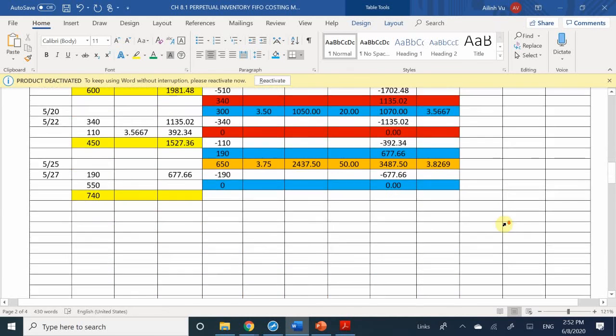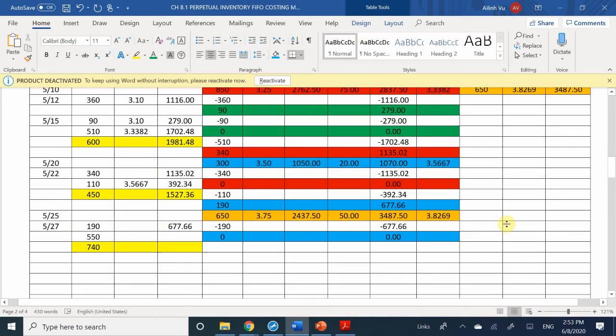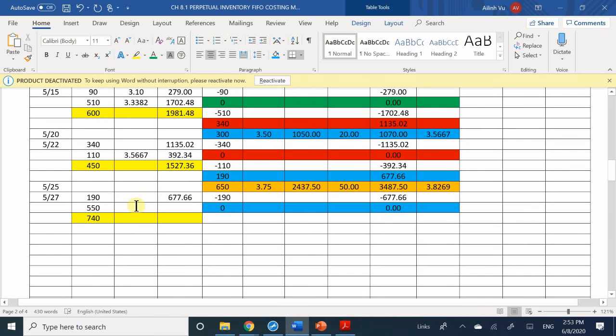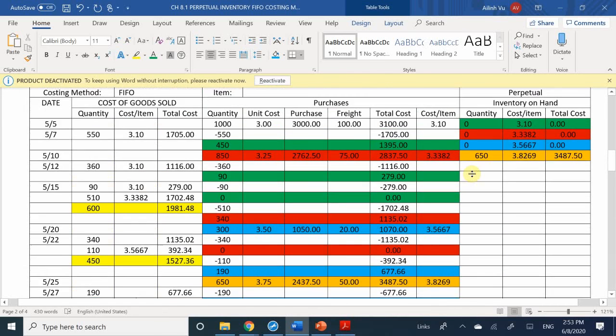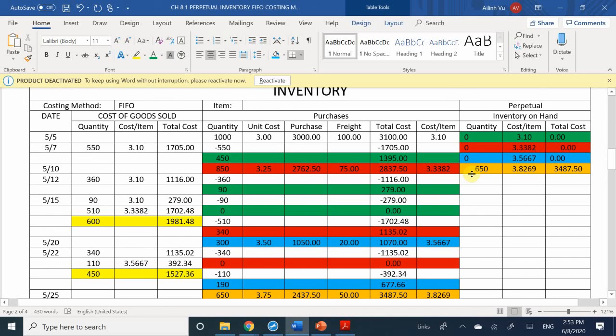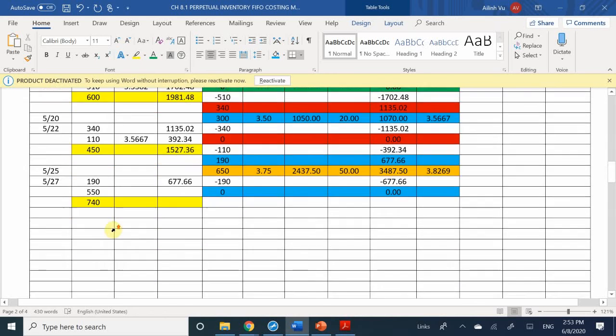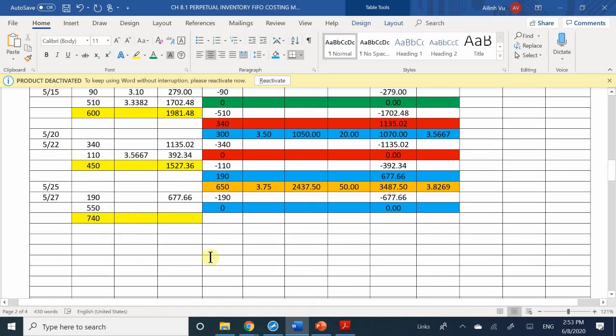Now we have the third batch remaining. Okay, so now let's go ahead and calculate it. Just by looking at the orange batch, we know that it's going to cost us $3.8269. Okay, so I'm going to indicate that right here. 3.8269. Oopsies, I forgot the decimal.